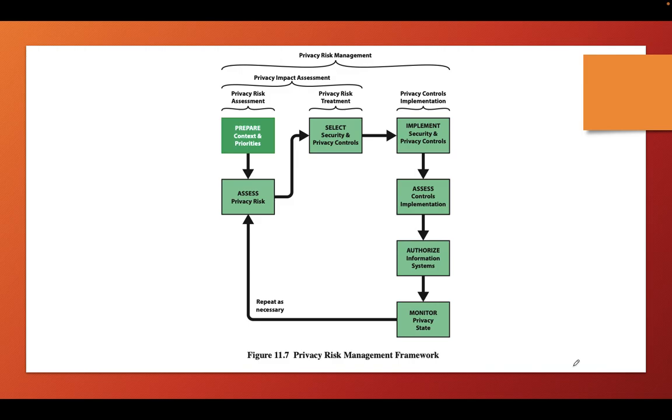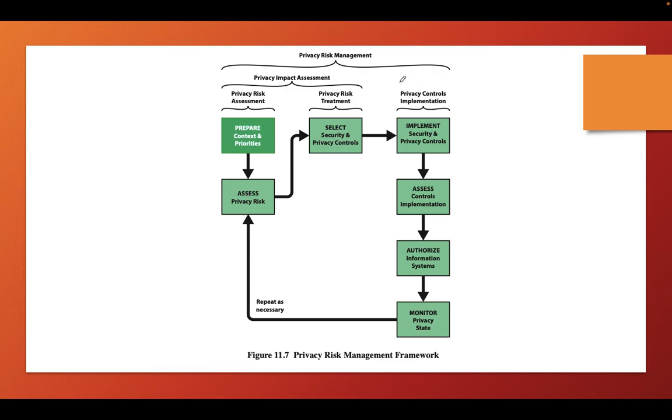After that, we move to implement the security and privacy controls. When you implement, this is called the privacy control implementation. Your implementation entails not only implementing, you also have to assess the control implementations. Not only do you assess the control implementation, you have to authorize the information system, and you have to monitor the privacy state. All of this leads back to your first step.